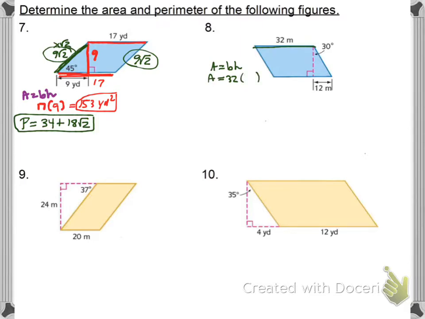So this is a 30-60-90 here. This 12 is going to be my short side, so that's my x. The height is my x root 3, and the hypotenuse is my 2x. Okay, which means if x is 12, that means my height is going to be 12 root 3. If I multiply that, 32 times 12 root 3, that is going to be 384 root 3.